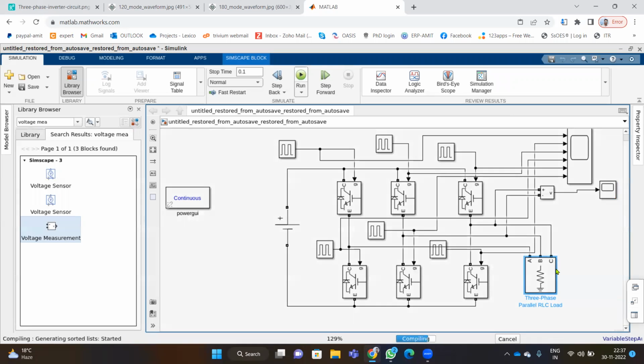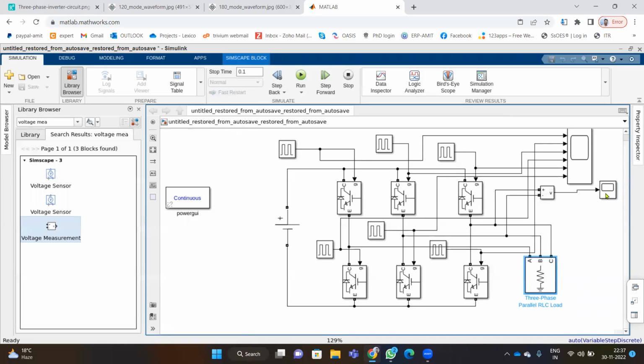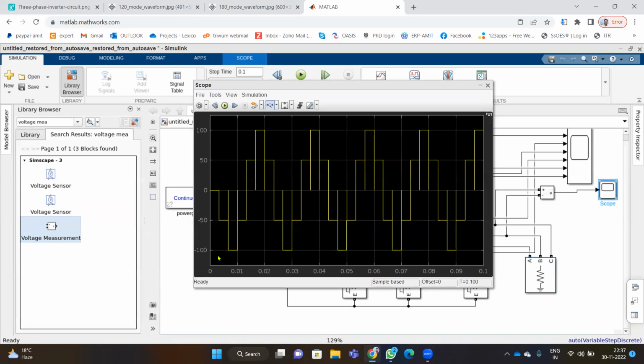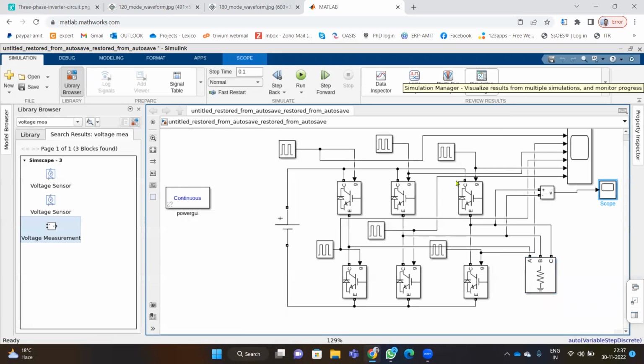Let's try to simulate this resistive load. So see here, this gives you a sinusoidal waveform. So when you connect filters at the output terminal, you will be able to see a clear sinusoidal waveform. So I hope you will be able to get a clear idea of the difference between 120-degree mode conduction and 180-degree mode conduction. Of course, the output values vary a lot, and I hope you have got all the aspects regarding simulation and understanding of the 120 and 180-degree mode conduction.